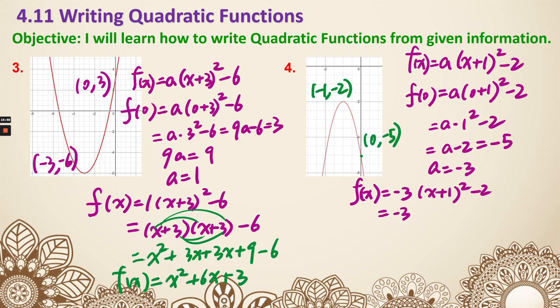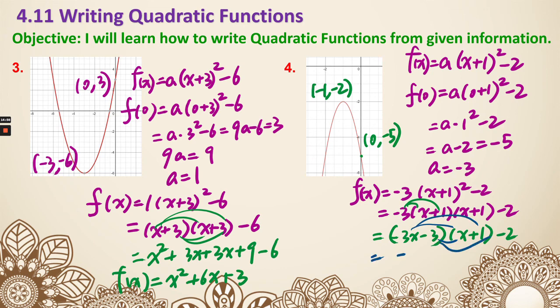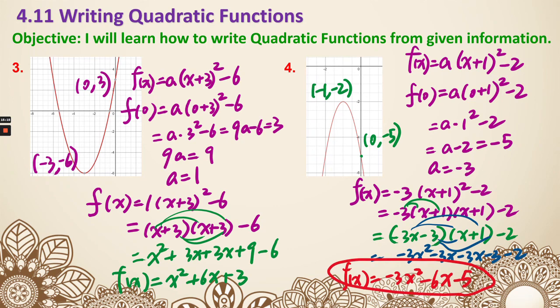Write it all out: (x plus 1)(x plus 1) minus 2. I can distribute in, so I have negative 3x minus 3 times (x plus 1) minus 2. I can distribute again. I'm going to end up with negative 3x squared minus 3x minus 3x minus 3, then minus 2. Final answer, put it all together, f of x equals negative 3x squared. That's minus 3x, so minus 6x, minus 3 minus 2, minus 5. And that is my final answer. That is everything for 3.11. Thank you.